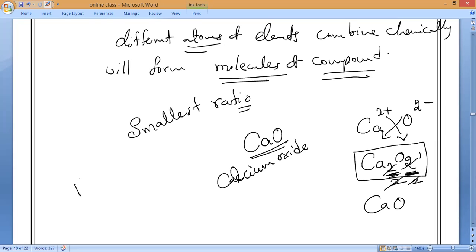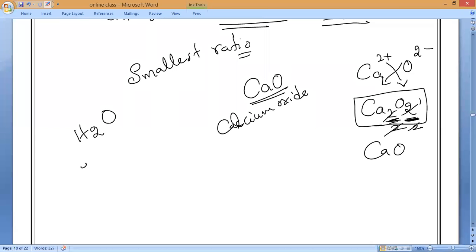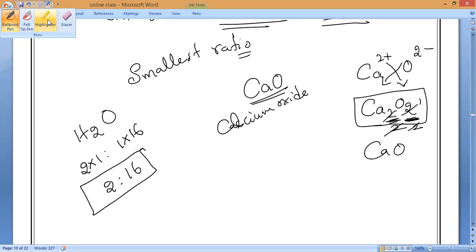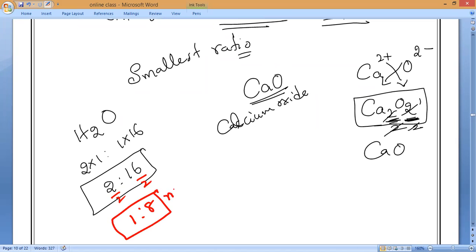Same way, H2O. What is the mass ratio, Hari? What is the mass ratio of H2O? 2 into 1 is to 1 into 16, which equals 2:16. Is it possible to write 2:16, everybody? Smallest ratio. So by 2, it equals 1:8 ratio. So always you have to write mass ratio or atom ratio, everything in the smallest possible one.